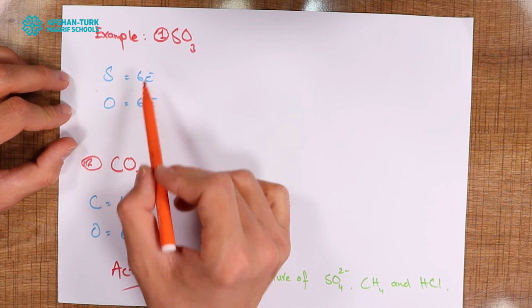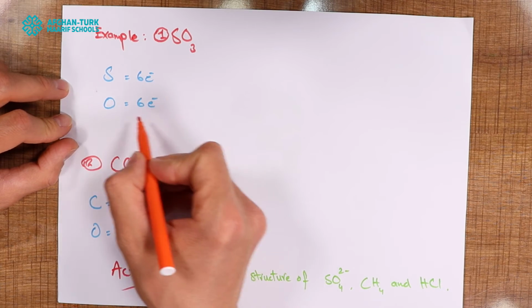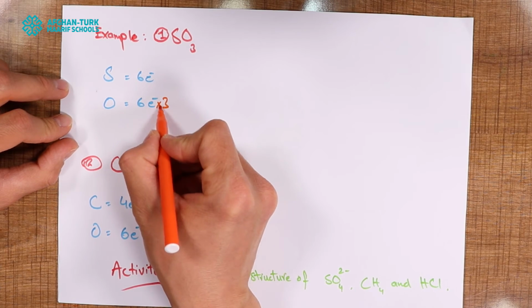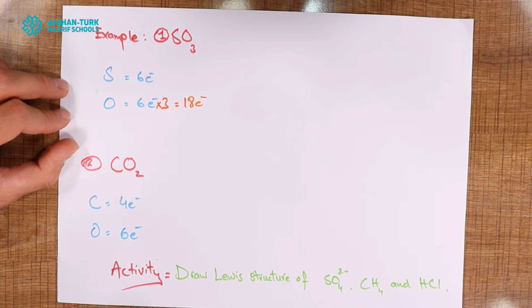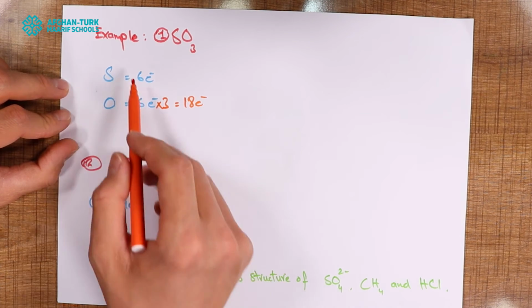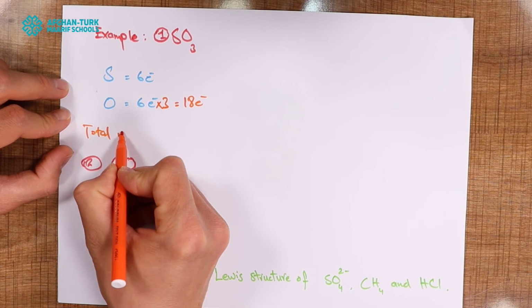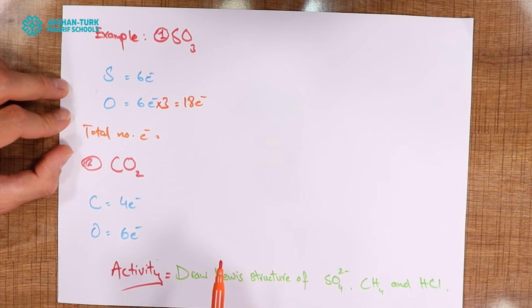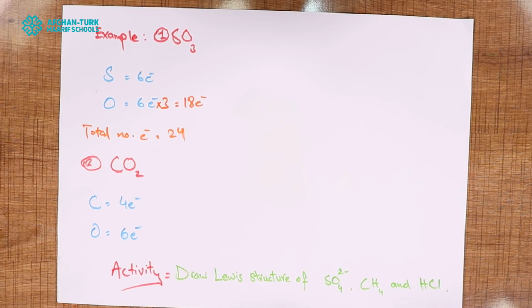Okay, so sulfur has 6 electrons, oxygen has 6 electrons. We have 3 oxygen, which means 3 times 6, 18 electrons. If we add up these electrons, what will be the total number? The total number of electrons will be 18 plus 6, 24. Let's draw a possible structure.